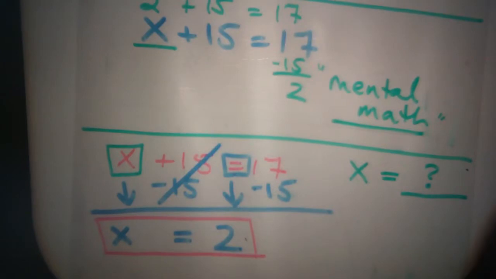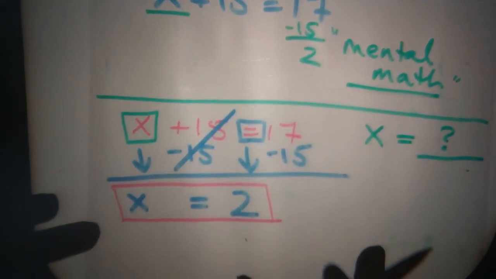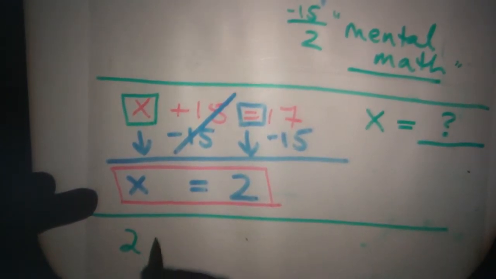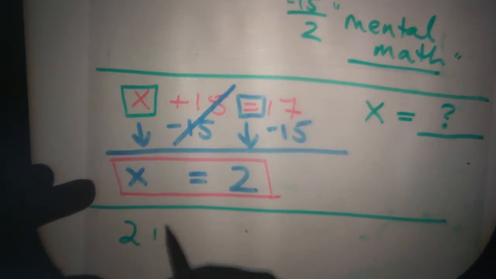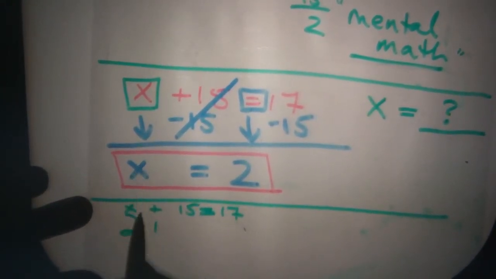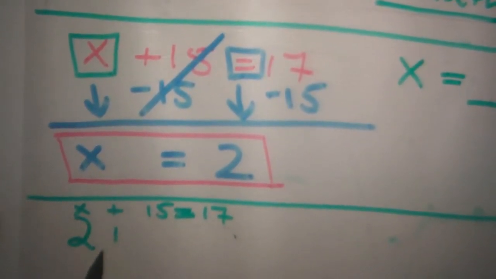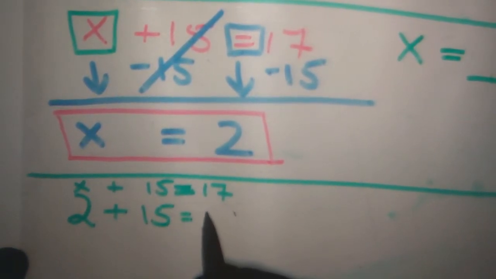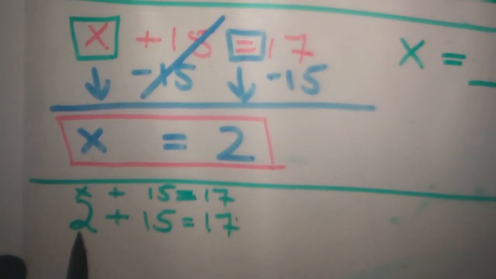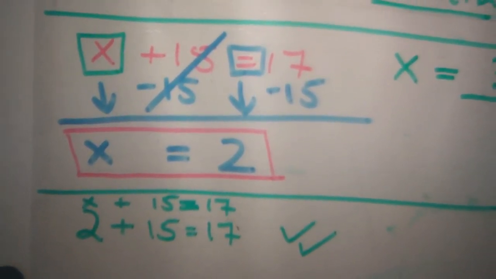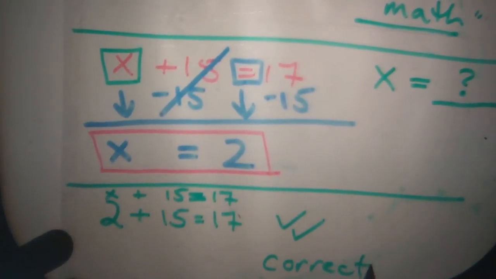Do I know if I did that correctly? Let's prove it. What's my original problem? It was x plus 15 equals 17. So what I need to do is plug in my 2, because here it says x equals 2. Plug in my 2 for x. Rewrite the remaining equation or expression. There we go. So is 2 plus 15 17? Yes, it is. We did a double check, and we are correct. Yahoo!